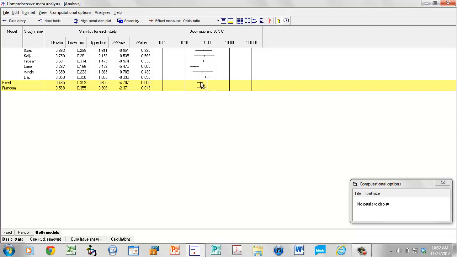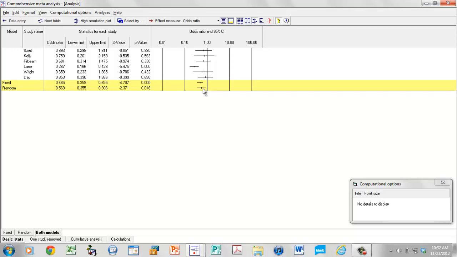We can see that under the fixed effect model, this is the point estimate. Under the random effects model, it moves to here. Under the fixed effect model, this is the confidence interval. Under the random effects model, it moves to here. It might be instructive. The choice between a fixed effect model and a random effects model should always be made based on what is conceptually reasonable, rather than looking at this sort of after the fact.